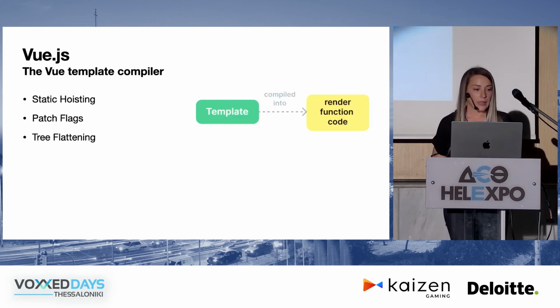So let me go quickly to some of the features of the rendering mechanism. Vue.js has something that's called static hoisting. It makes some decisions on whether to hoist a few things. It has the patch flags and the tree flattening.